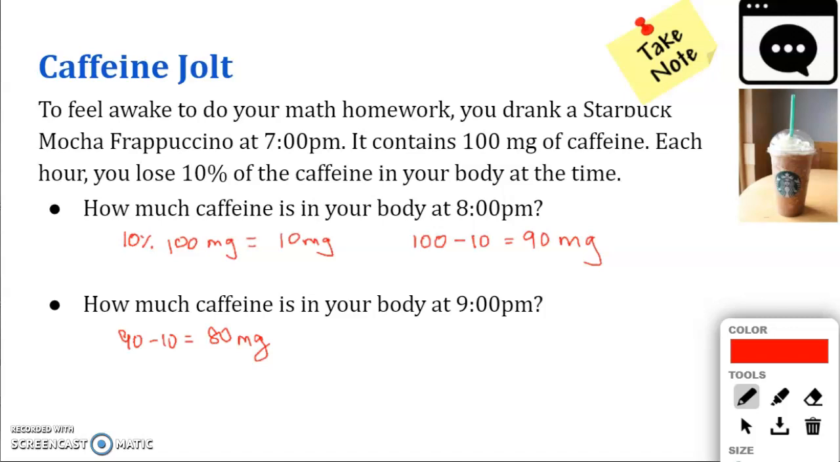Okay, so remember it's 10% of 90. So what is 10% of 90? You currently have 90, and 10% of 90 is going to be 9. So that means you started off with 90 milligrams, and you're going to take away 9. So you're going to have 81 milligrams, not 80 milligrams. Okay, so it's not as simple as just taking 10 milligrams off every hour.